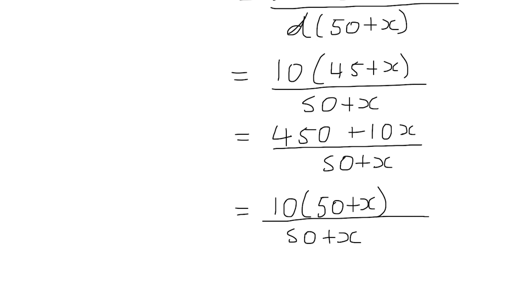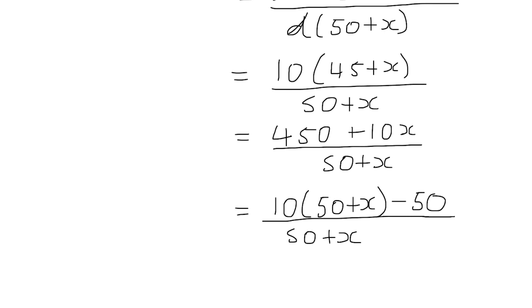Now, if you look at this expression, if I start to distribute the 10 into that bracket, I would have 500 plus 10x. While in the previous expression, I had 450 plus 10x. So there seems to be a 50 extra, because it's going to be 500 plus 10x. So I must subtract that extra 50 so that I keep the nature of the expression the same.